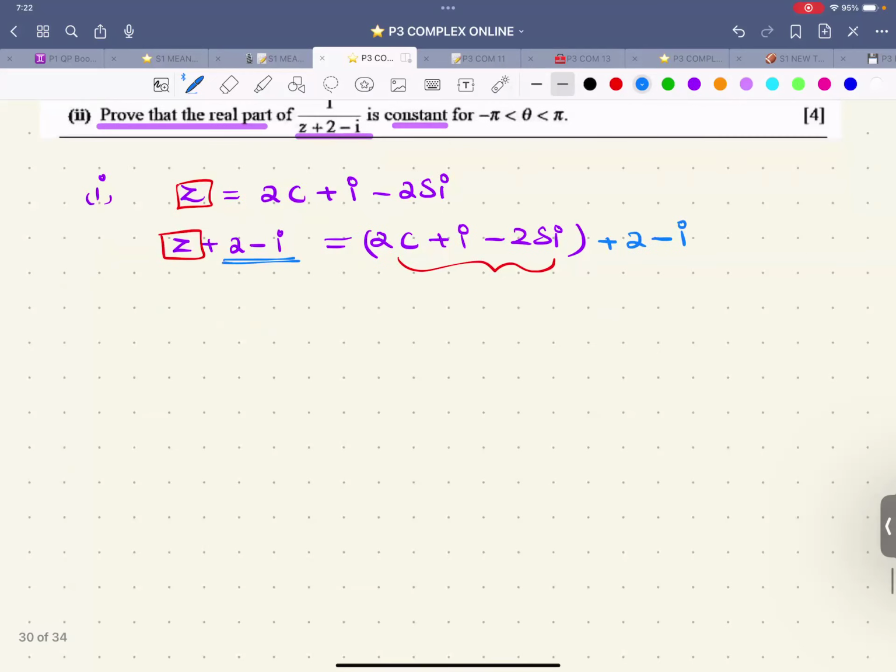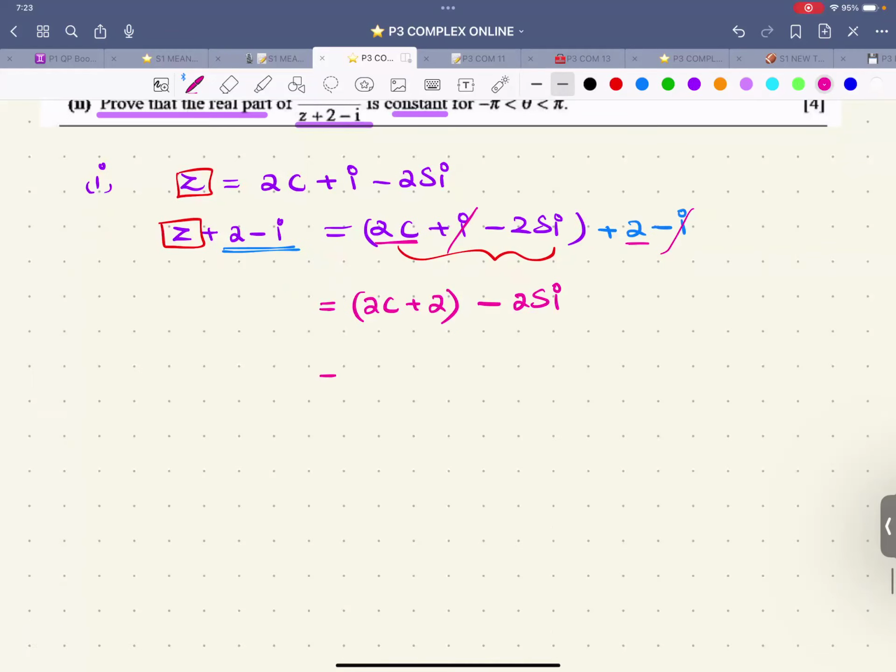So now what cancels off? We cancel off the i and the i. And this 2 still remains. 2c is a real part, so this is 2c plus 2. And this is minus 2si. And what if I take 2 common? So this is c plus 1, and this is a big bracket over here. Minus si. That is what is left over here.